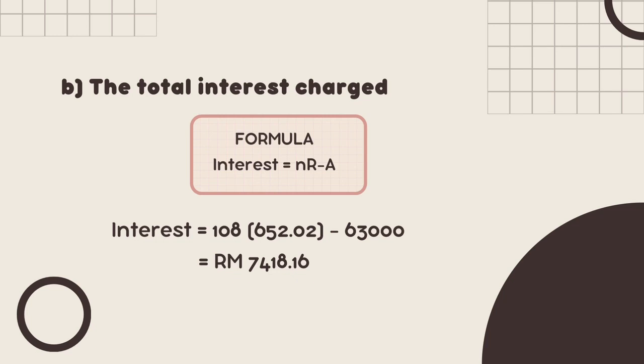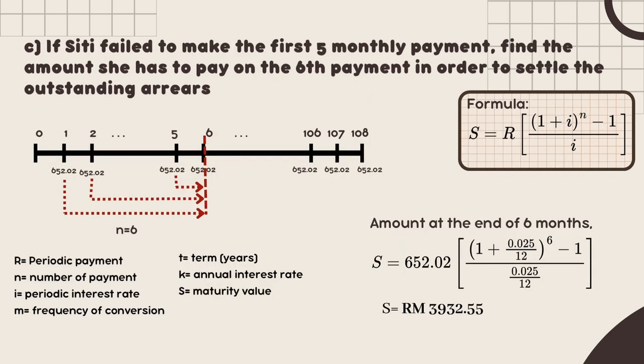We use the formula interest equals nR minus A. So 108 multiplied by 652.02 minus 63,000. So we get RM 7,418.16.